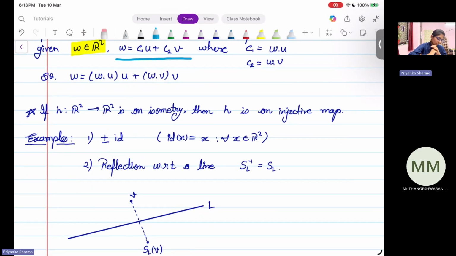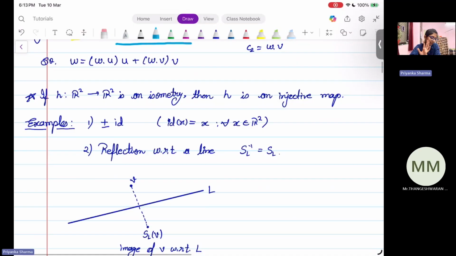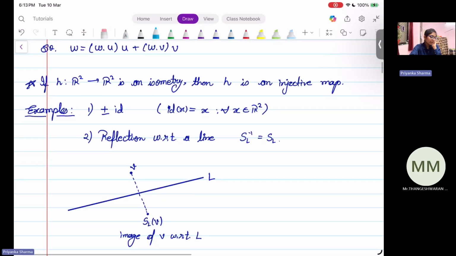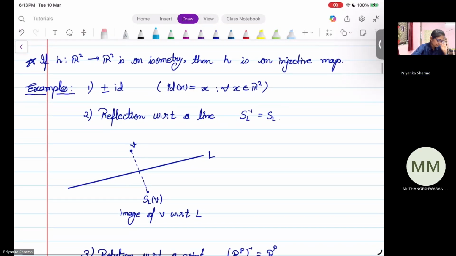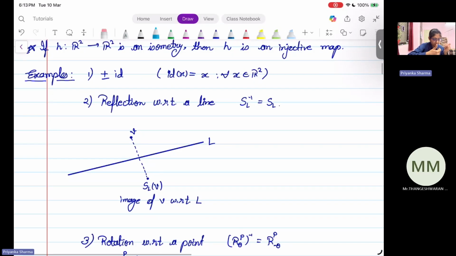Now we want to classify the isometries on the plane R square. So suppose H is a map from R square to R square, and this is an isometry. Then this will be an injective map, and we have some examples or some categories of isometries.